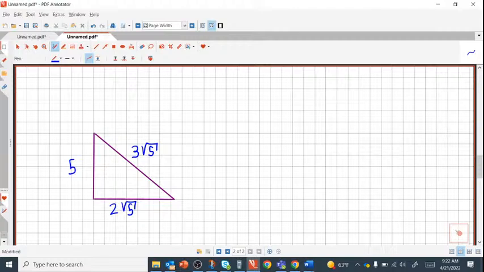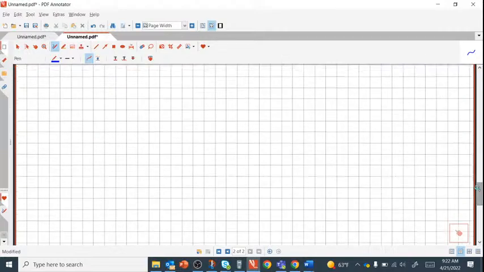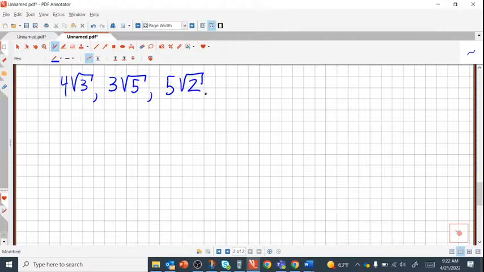Let's say I've got a triangle now. You're going to have these sides. I'm just going to write them out. 4 square roots of 3. 3 square roots of 5. 5 square roots of 2. So imagine a triangle with those 3 sides.